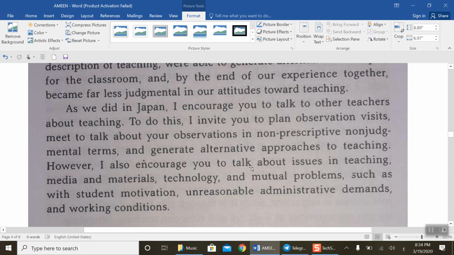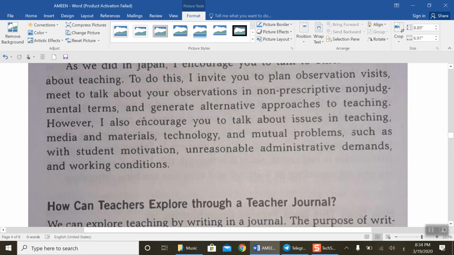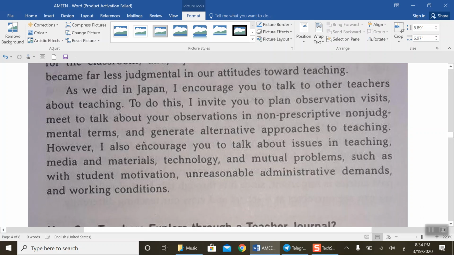However, I also encourage you to talk about issues in teaching, media and material, technology, mutual problems such as with students' motivation, unreasonable administrative demands, and working conditions. We finish this chapter. If you have any question or any comment, you can add.